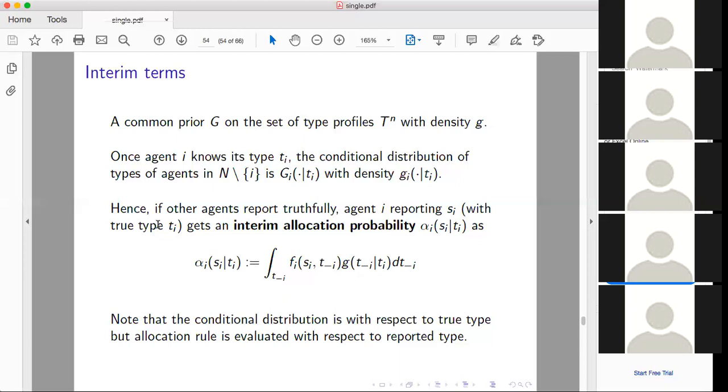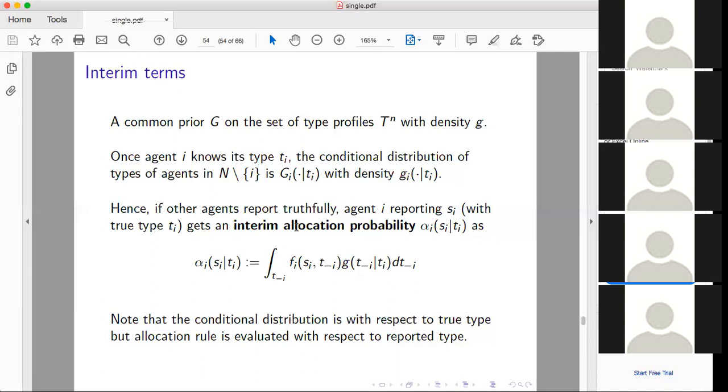So to define this Bayesian incentive compatibility notion, everything has to be computed in an interim sense. What I mean by interim sense is, once I observe my type Ti, I need to take action in this Bayesian game. So I need to decide in this mechanism what type I will report to the mechanism. And then because I'm evaluating everything at this stage, I'm going to take expectations over the other agents. And that basically gives rise to this interim term.